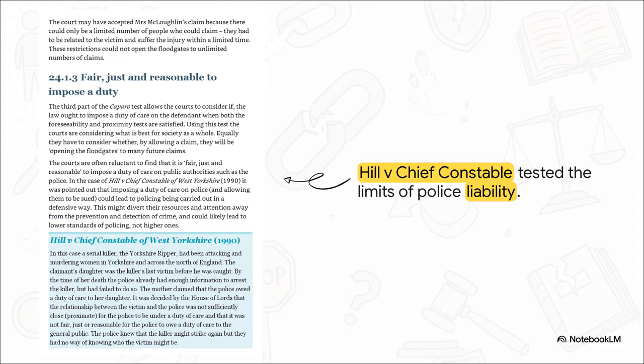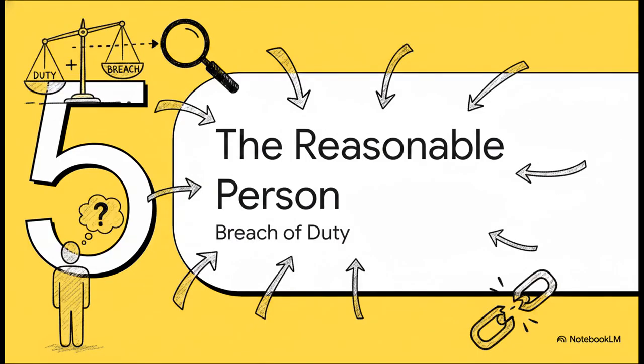The mother of the Yorkshire Ripper's very last victim sued the police, arguing they had enough evidence to catch him earlier and owed her daughter a duty of care. But the House of Lords ruled that imposing a duty on the police toward the general public just wasn't fair, just, or reasonable. Why? Because it could lead to defensive policing. The police would spend all their time worrying about being sued instead of actively fighting crime, which would divert vital resources.